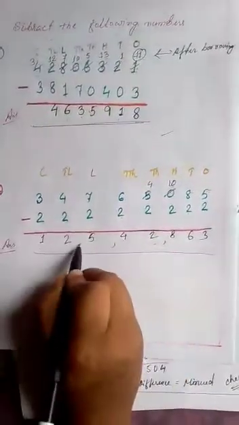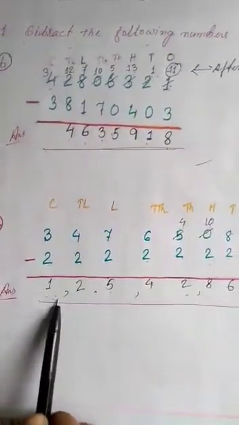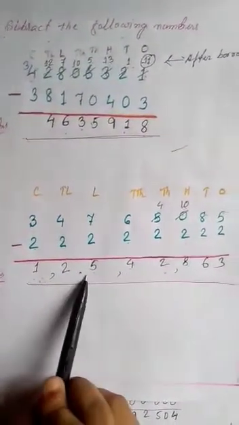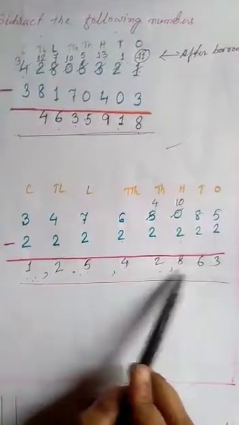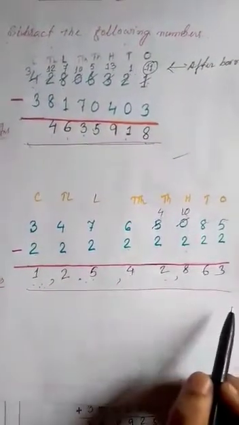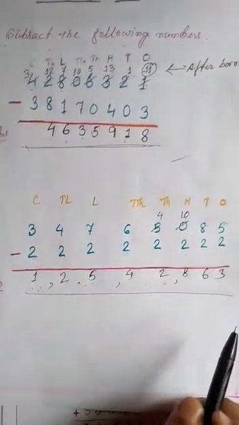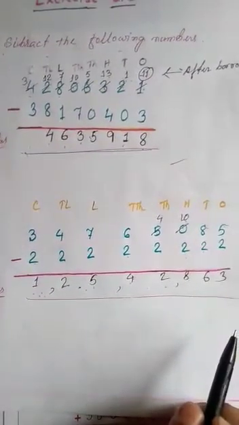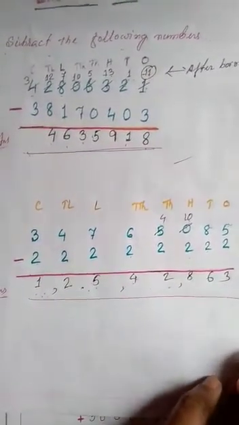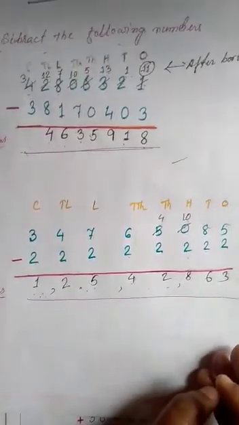You can see here, we have got the result: 1 crore 25 lakhs 42,863. Alright students, so I hope this is clear to you, how to do subtraction with borrowing, and in a similar way you complete the others. Thank you.